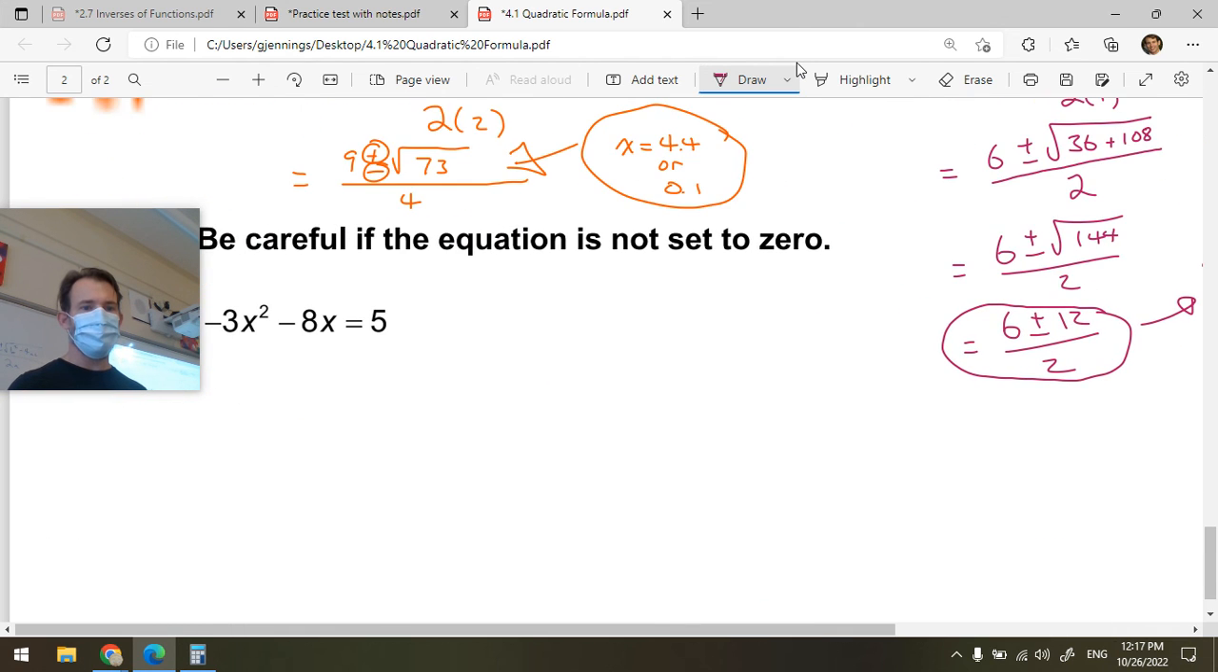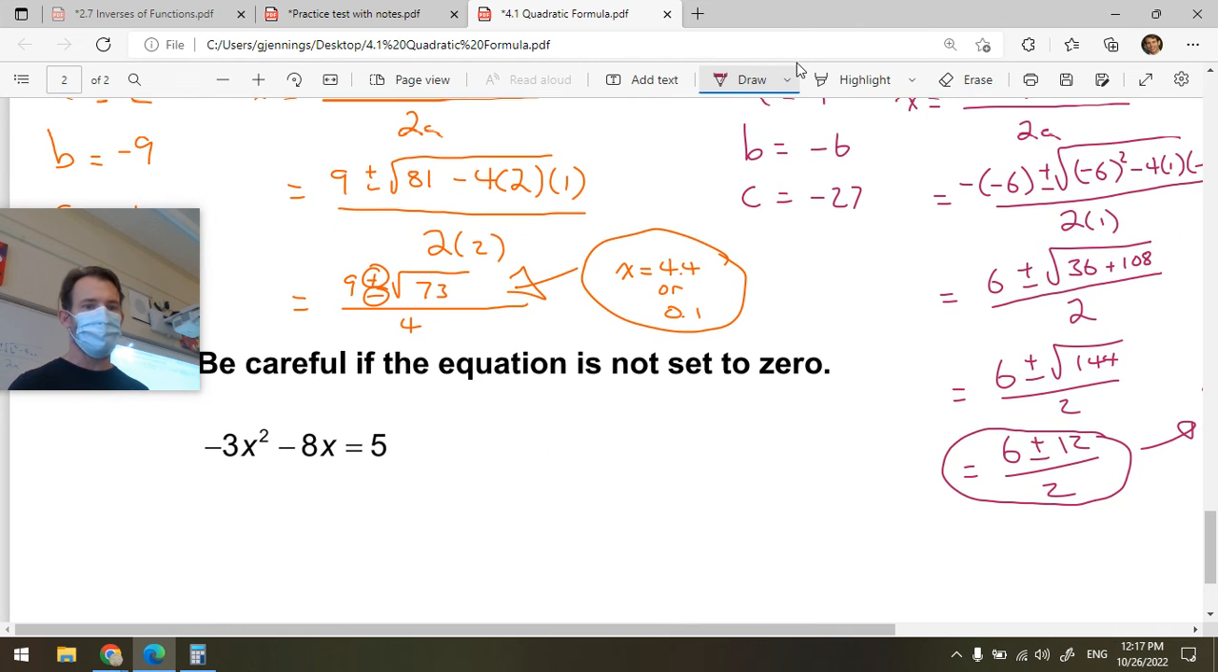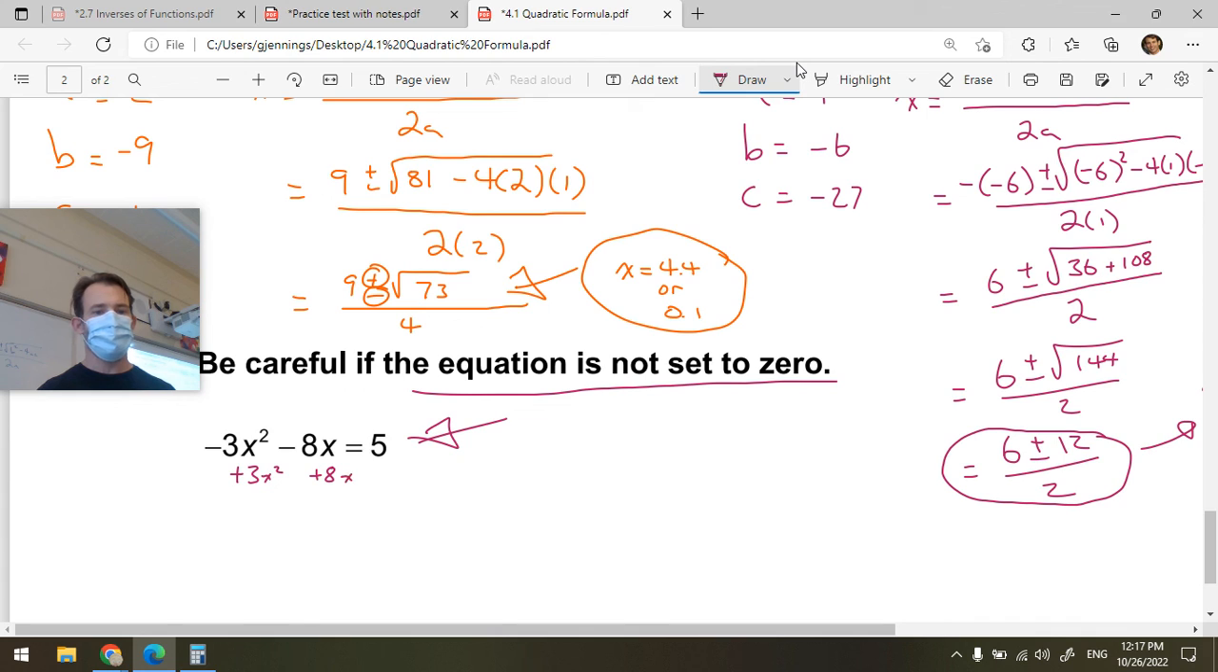Now, one last thing to note, and this comes up in your textbook problems. If you have an equation that's not equal to 0, you have to follow the instructions in the video, which are to move all the stuff to one side so that you have it equal to 0. My first step here would be to say, well, this is not an equation equal to 0, so I'm going to add 3x squared to both sides and add 8x to both sides.